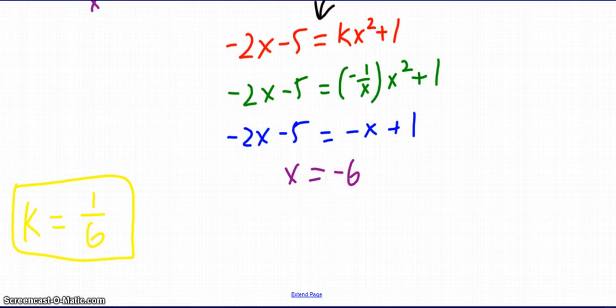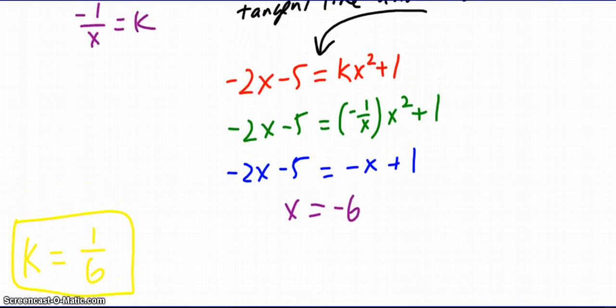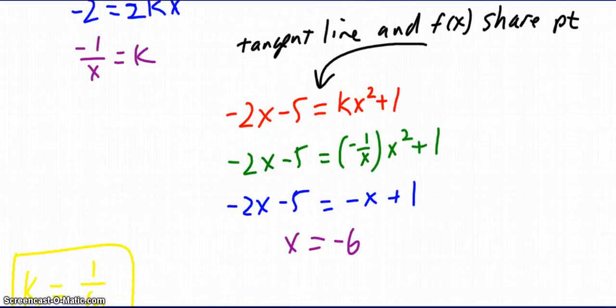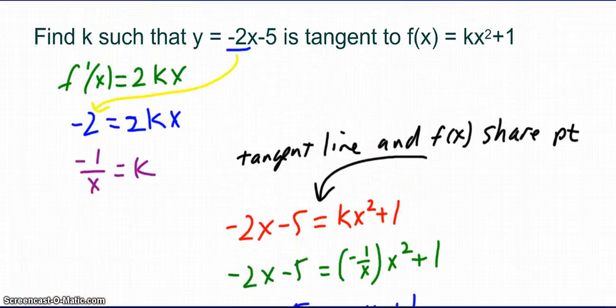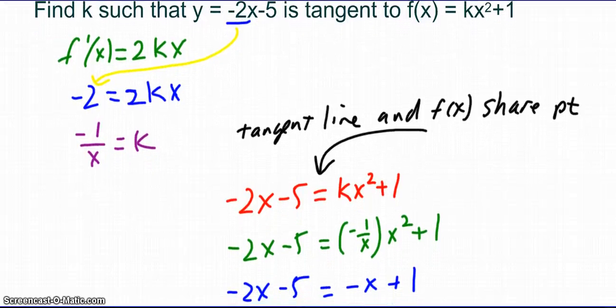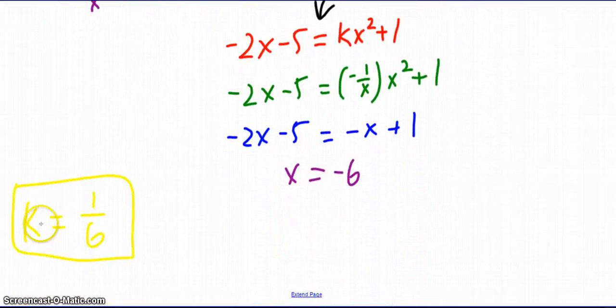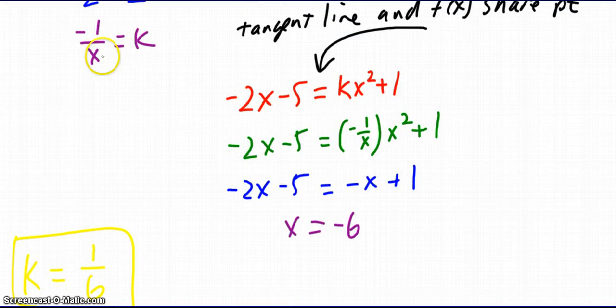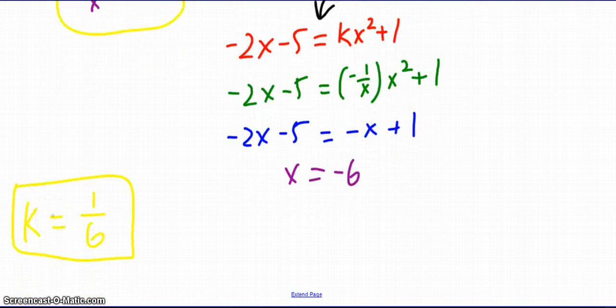So if x equals negative 6, that is the x value of the point where the line y equals negative 2x minus 5 is tangent to the function f of x equals kx squared plus 1, when k is 1/6. So I can plug x equals negative 6 back into this relationship here, and I get k is positive 1/6.